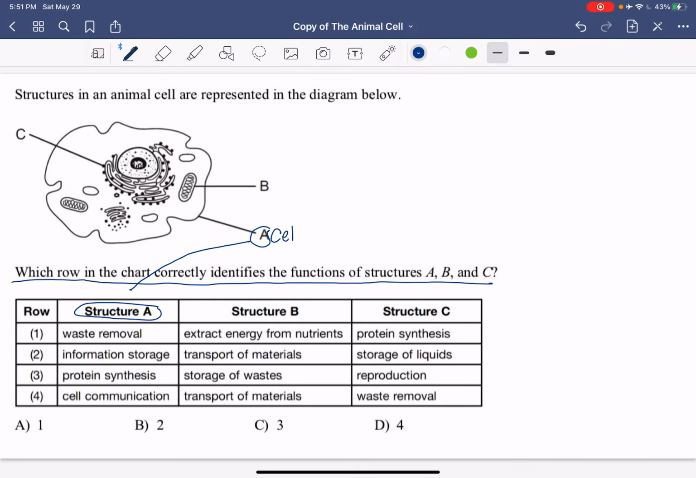Let's label that here. Cell membrane. Okay. What is structure B? Structure B is the mitochondria. And structure C is the ribosome.